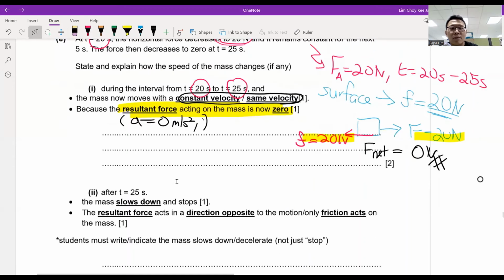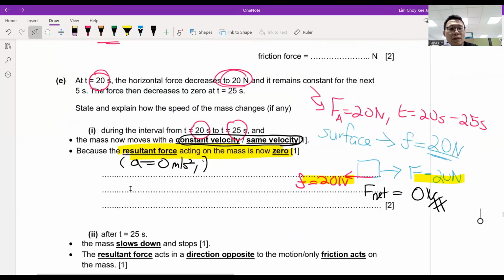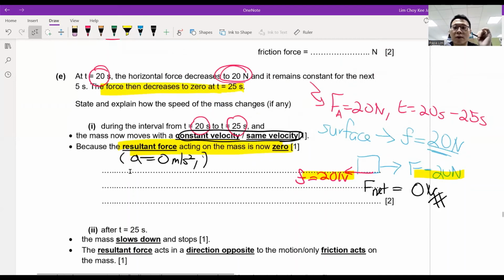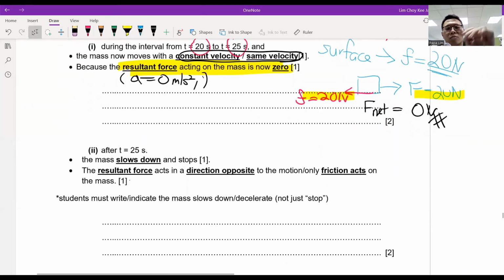Now for the next part, at 25 seconds, remember, the question says that the force actually disappears. It decreases to 0 at 25 seconds. So at 25 seconds, for the box that you're looking at, there's no forward force anymore, but the meaning behind the statement is that there is still friction.